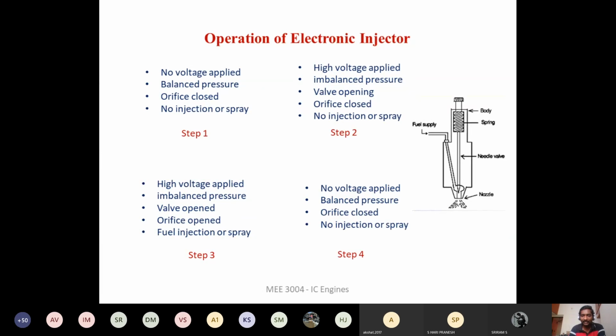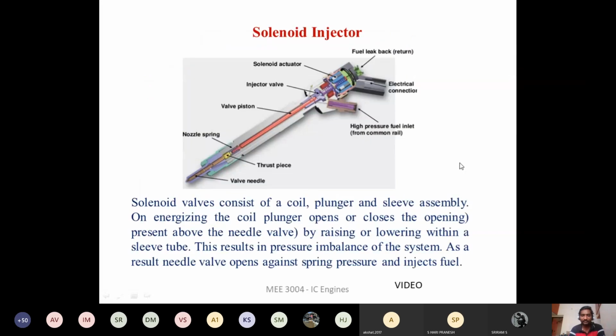And to stop, the voltage supplied is stopped, and there is going to be again a balancing of pressure both above and below the needle valve, and the orifice is going to be closed and fuel injection stops.